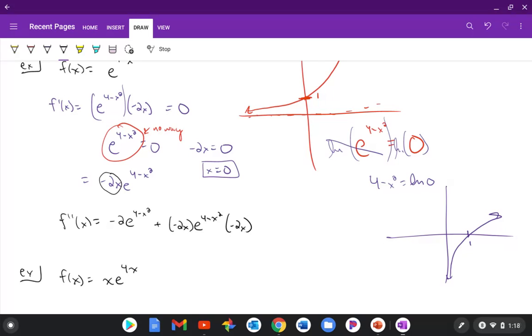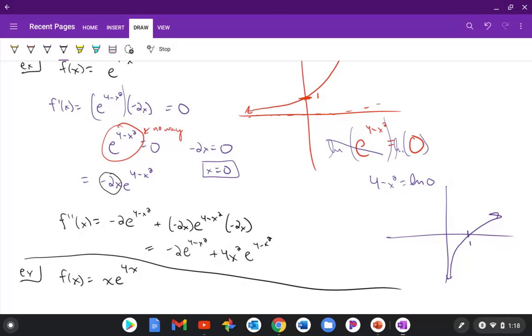Now, we don't have to solve this, but it would probably be easy to just rewrite this a bit, make it a little simpler. So this first thing, negative 2e to the 4 minus x squared. This one, we can just multiply, so this becomes plus 4x squared e to the 4 minus x squared. So that's a good form. We could at least plug our 0 in now.